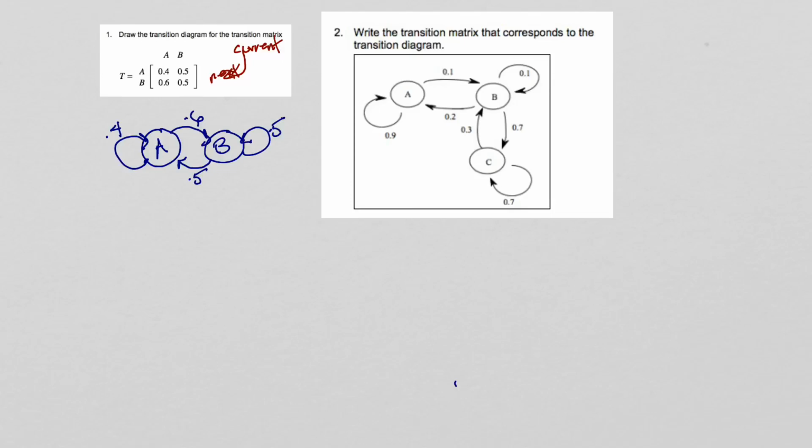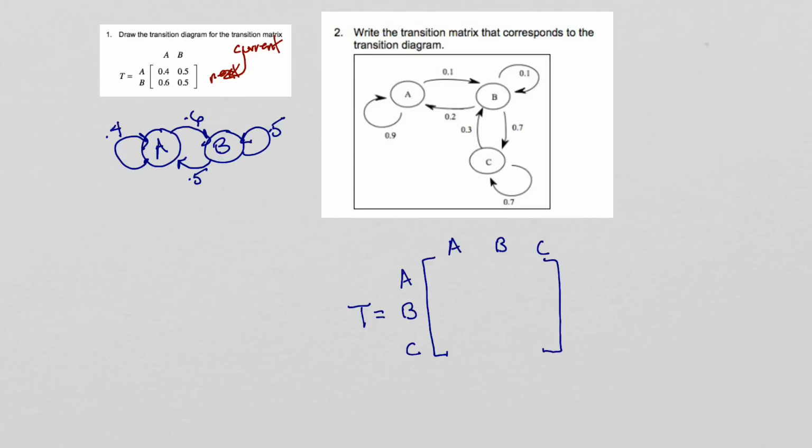Maybe we'll call it T, our transition matrix. Now, we have three states. I'm going to label them A, B, and C. And then along the top, let's label these columns A, B, and C. And this will be our transition matrix.